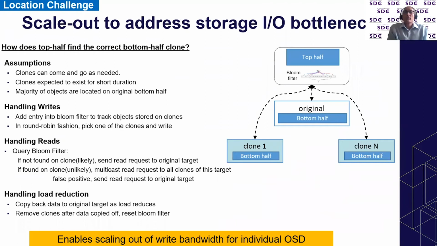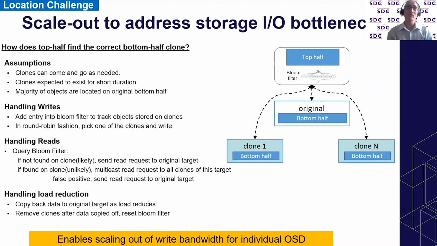Okay. Now, the second aspect of the location challenge is if you've actually cloned out the bottom halves. We do this when a top half notices that the original target to which it was sending its request is facing some pressure, it's not keeping up. Specifically, we are focusing here on the short bursts of writes that might occur. When that happens, the top half can choose to add new clones to assist the original bottom half.